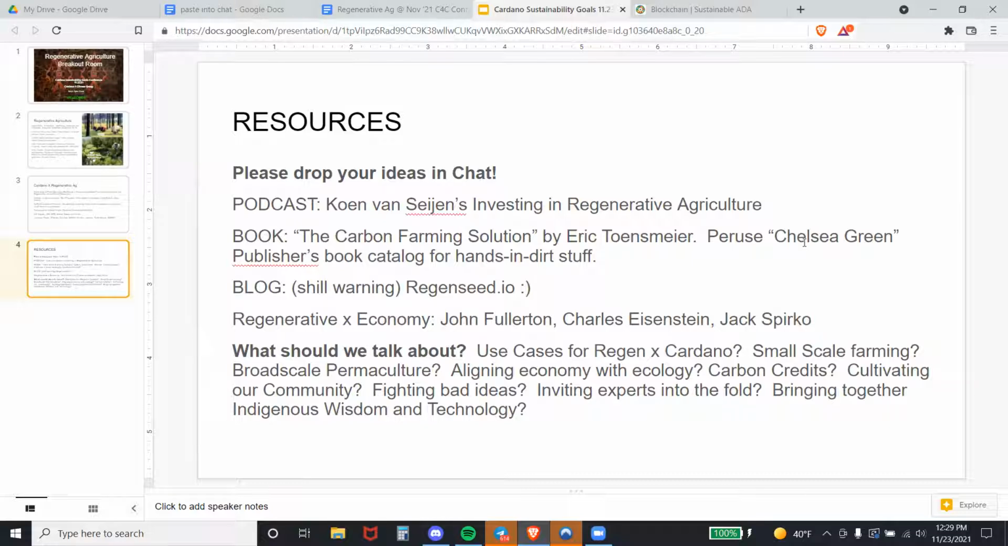Just one book, The Carbon Farming Solution, I found really helpful, by Eric Toensmeier. And then there's Chelsea Green Publishing that, if you're interested, especially in farming techniques, gardening, all that kind of stuff, there are hundreds of books in that collection that are great. I will shill the blog I was telling you about that's recently going down the bison rabbit hole. That is regenseed.io. There's not many people reading it. It's fine. It's a labor of love. But yeah, I'd love to hear any feedback.